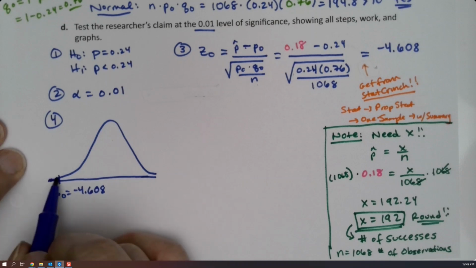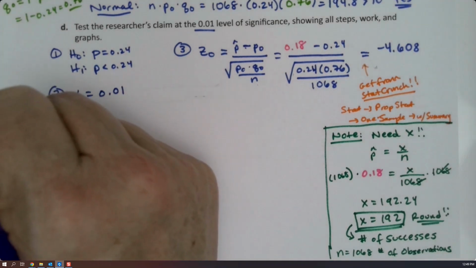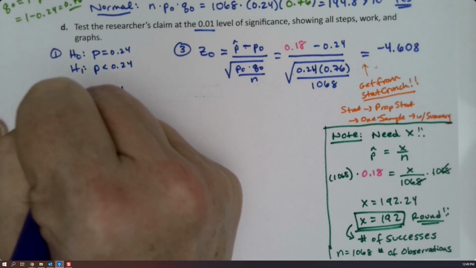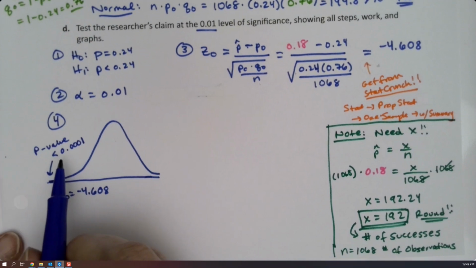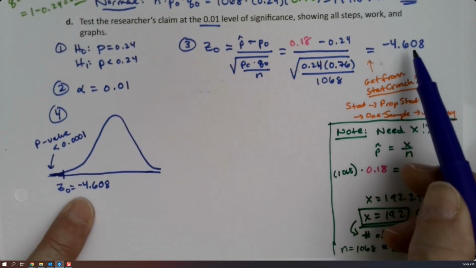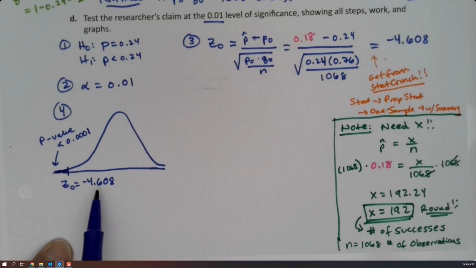So this is negative. That tail has a p-value. The area in that tail is the p-value. And it's so small that StatCrunch doesn't even bother finding it. StatCrunch just tells us, hey, it's less than 0.0001. Really, really small is what it's telling us, right? So this number and this number are always the same. So whatever you find in step 3, that's the number you put down here.